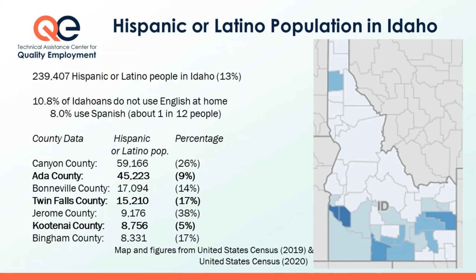Jerome County has the highest proportion of Hispanic or Latino people at 38%, meaning that about 2 in 5 people in Jerome County are Hispanic or Latino. Twin Falls and Bingham counties both have 17% of their population belonging to the Hispanic or Latino communities.